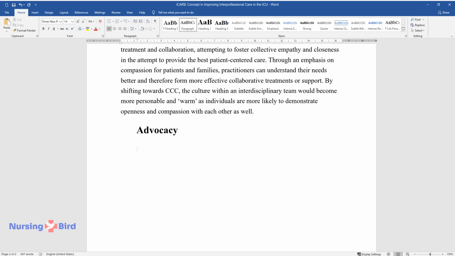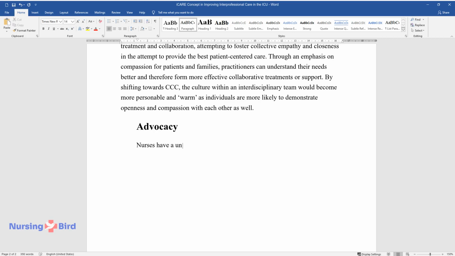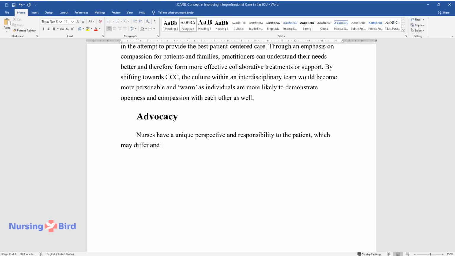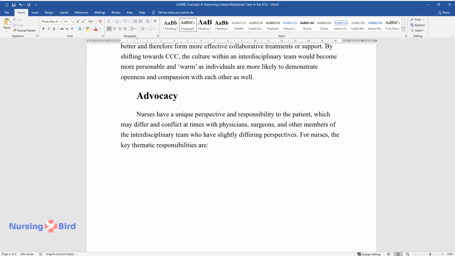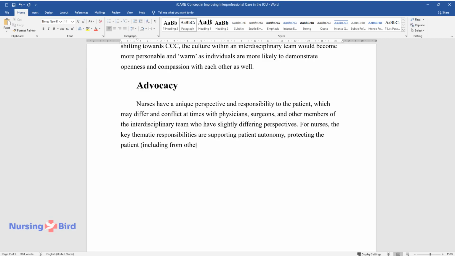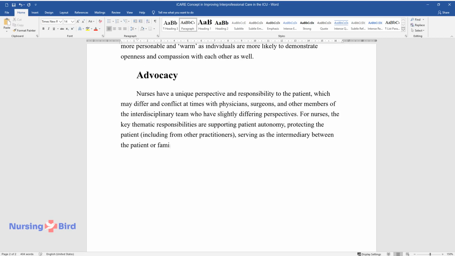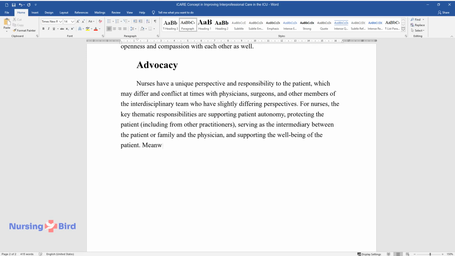Advocacy. Nurses have a unique perspective and responsibility to the patient, which may differ in conflict at times with physicians, surgeons, and other members of the interdisciplinary team who have slightly differing perspectives. For nurses, the key thematic responsibilities are supporting patient autonomy, protecting the patient, including from other practitioners, serving as the intermediary between the patient or family and the physician, and supporting the well-being of the patient.